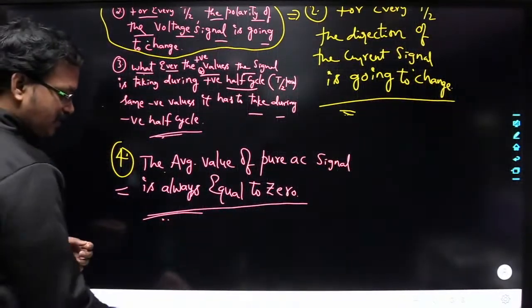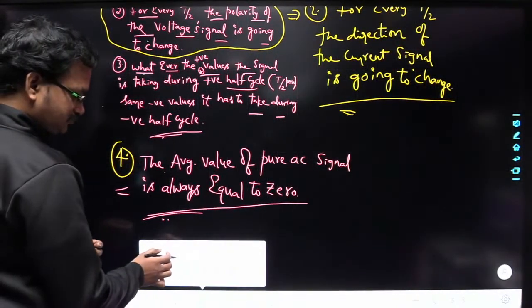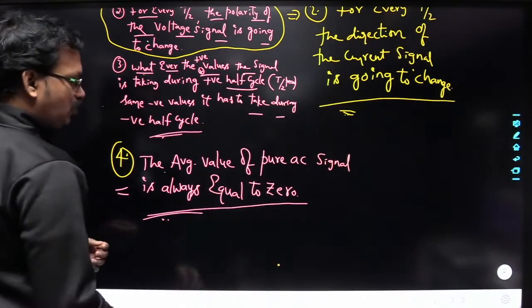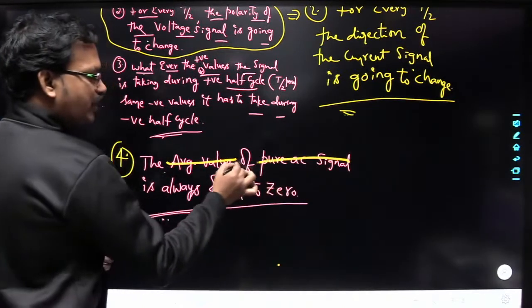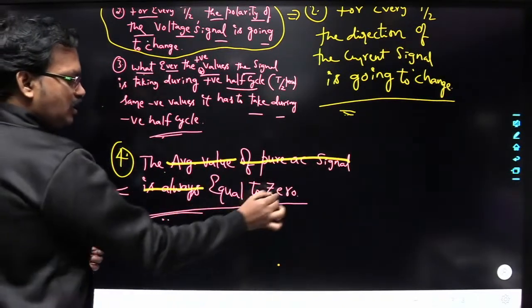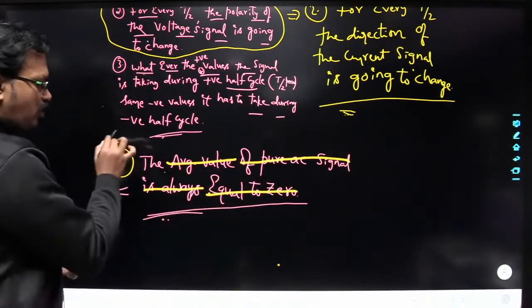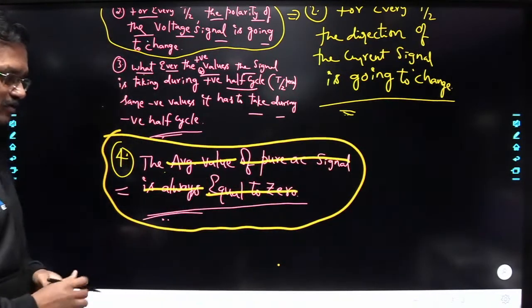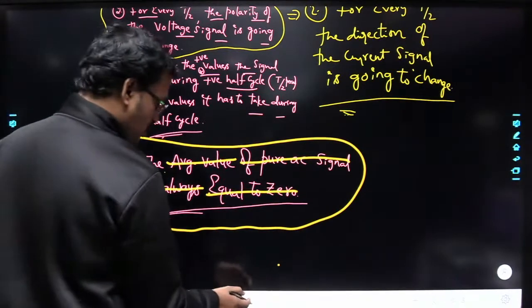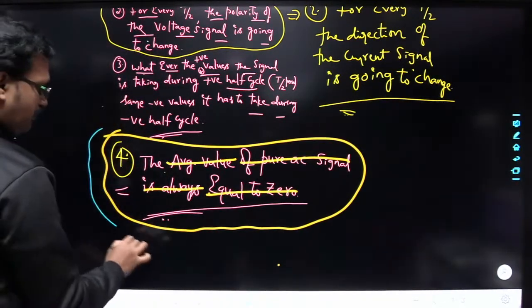Next, if you observe here, I have told that the average value of a pure AC signal must always be equal to what? It must always be equal to 0. The average value of a pure AC signal must be equal to 0, right? Okay. So what do you mean by this?